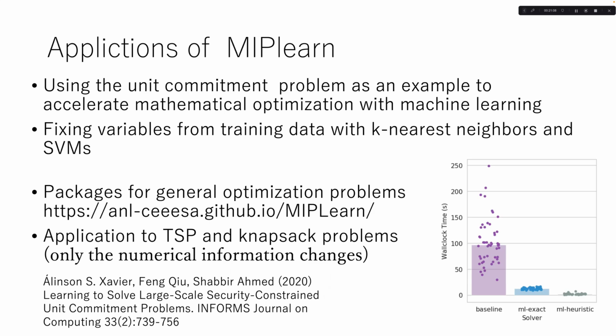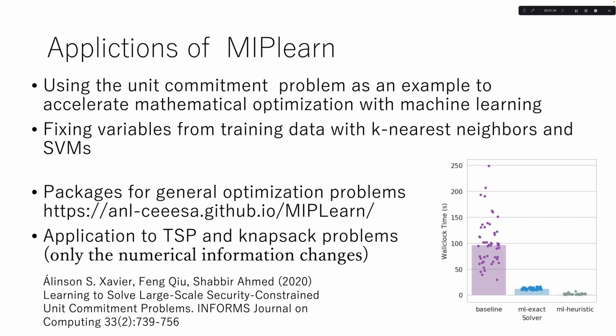An application of MIP Learn can be seen in the research by Xavier and colleagues. They applied this method to the unit commitment problem, using k-nearest neighbors or SVM to fix variables based on training data. The unit commitment problem involves optimizing power plant output, where problem structure remains consistent, making it easy to define the closeness of problem instances, allowing k-nearest neighbors to be applied.